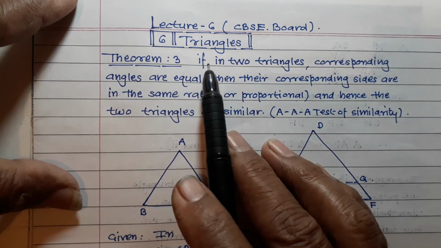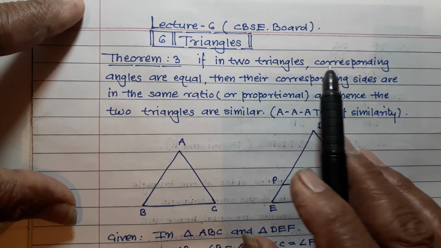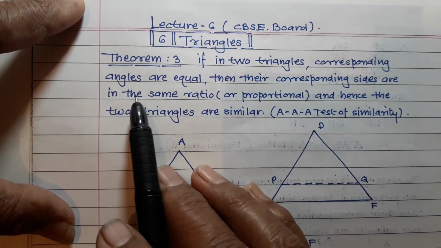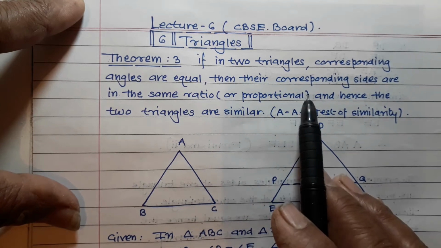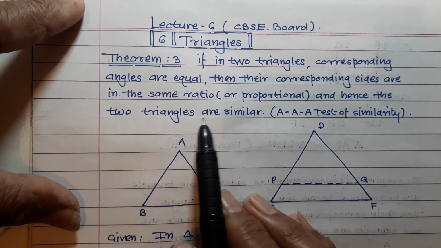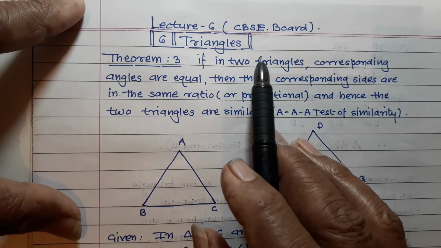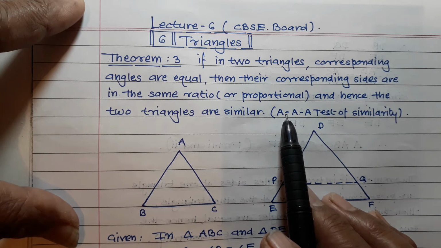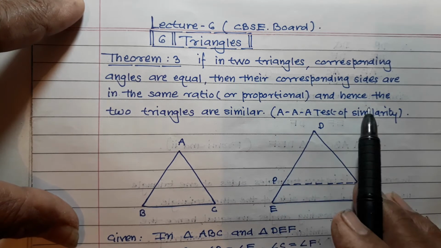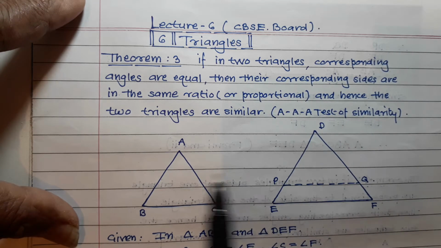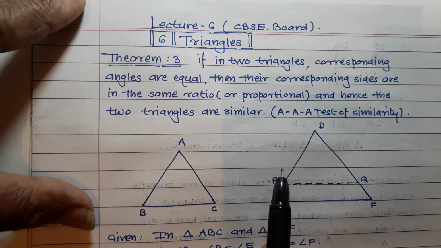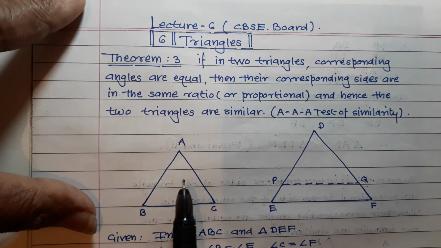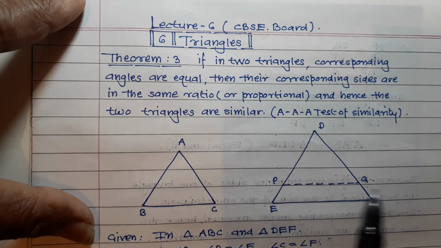Theorem number 3. If in two triangles corresponding angles are equal, then their corresponding sides are in the same ratio or proportional, and hence the two triangles are similar. That means in this theorem you are going to prove a test of similarity. If two triangles are given, and if their corresponding angles are congruent, then the two triangles are similar.